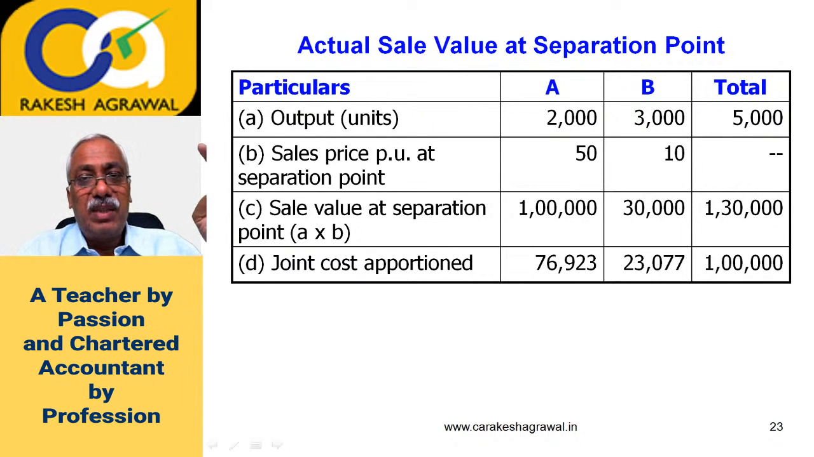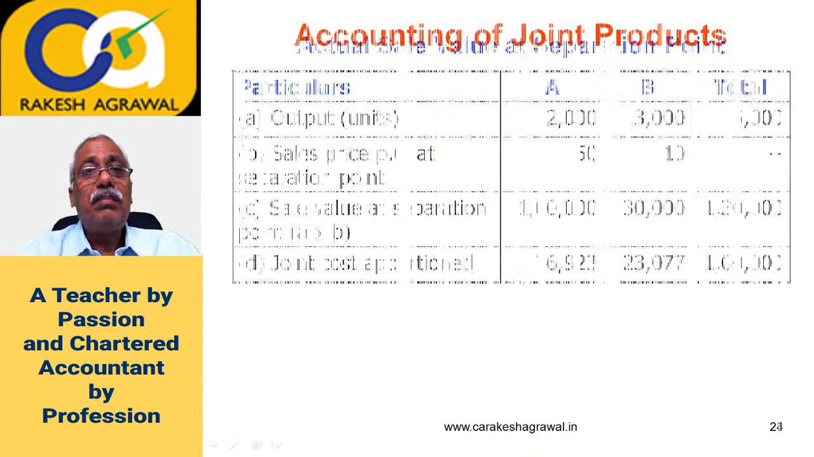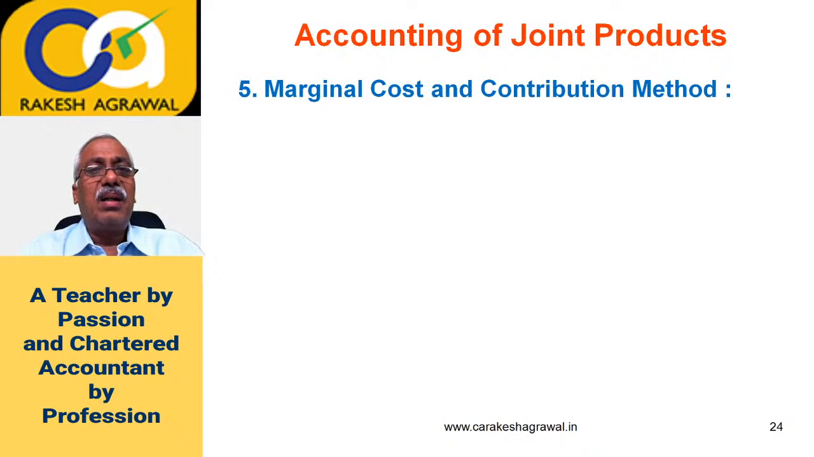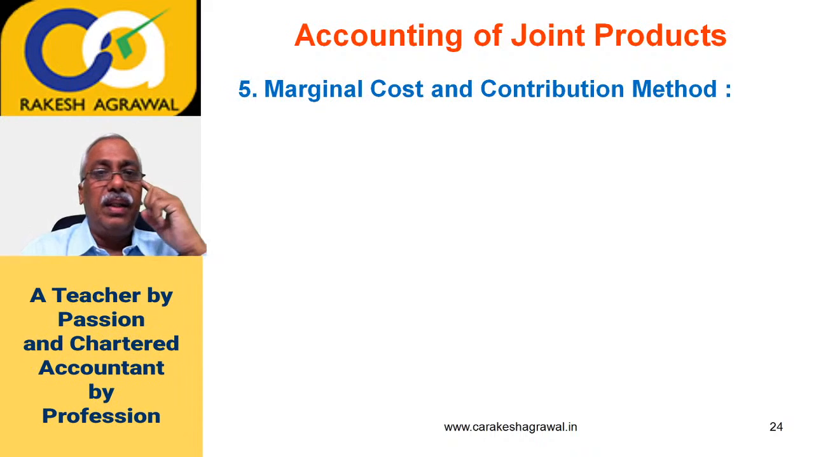Now first we discussed was the physical output method. As compared to physical output, the better one was final sale value method. As compared to final sale value, the better was NRV method, net realizable value, and as compared to net realizable value, the further better method is actual sale value at separation point. But it all depends upon the data available in the question. Now we'll discuss the remaining methods also, which are not very popular, but they are there in the syllabus.